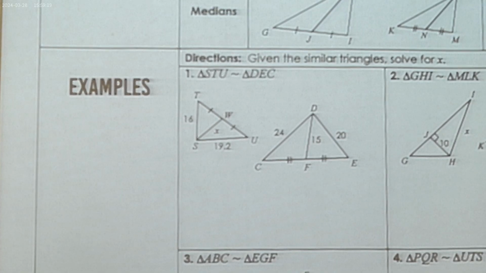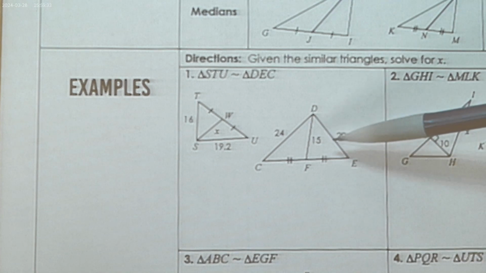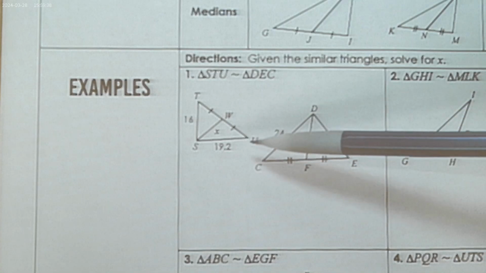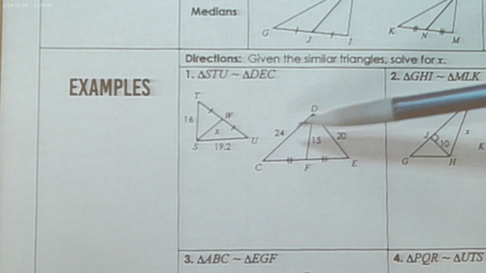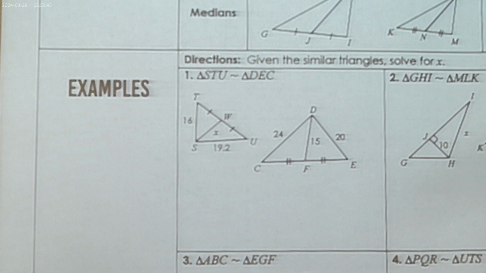So here it looks like we're starting with a median bisector. So what that means is we can use the different scale factors in order to solve for x. So in this case, I see 19.2 and 16, and then I see 24 and 20. So 19.2 and 24 are basically going to be the same relative sides. And so those are going to be what I base my scale factor on.